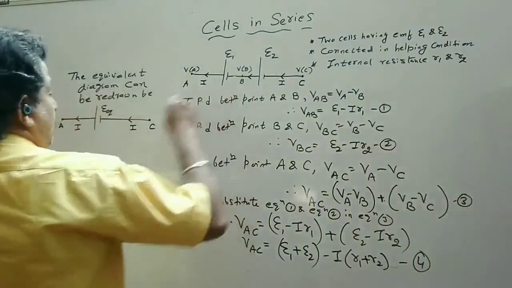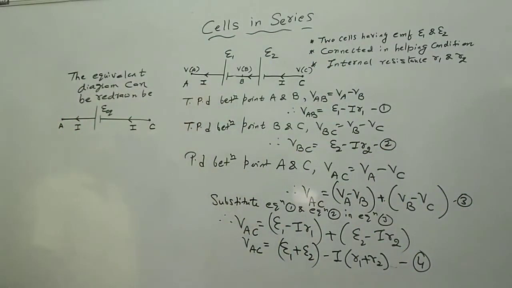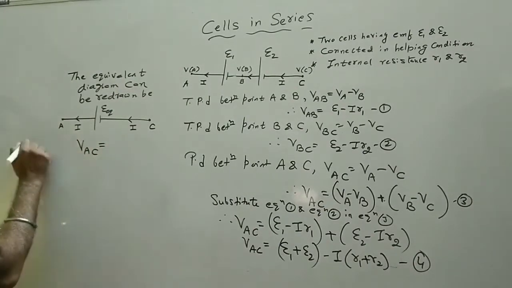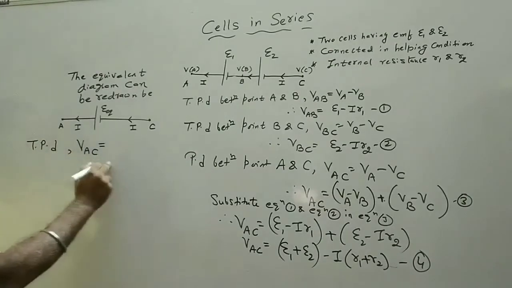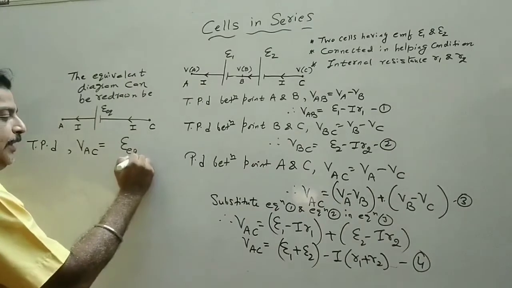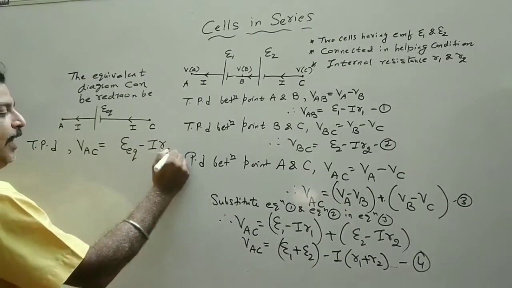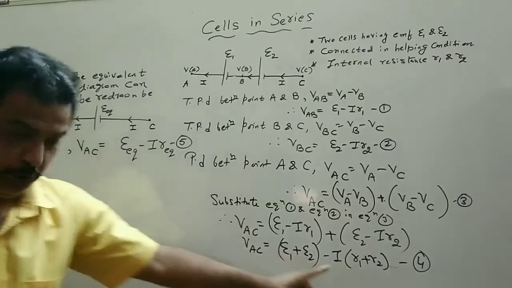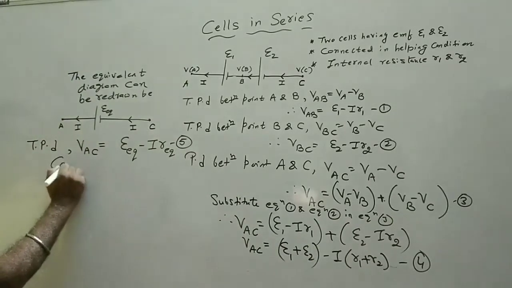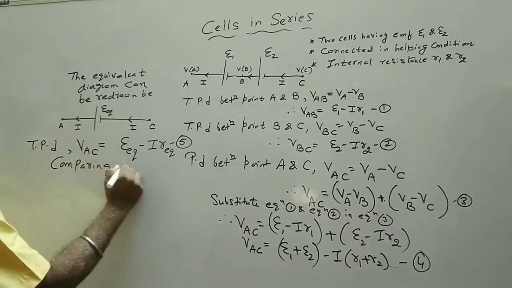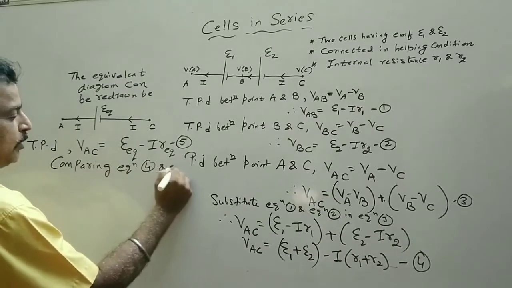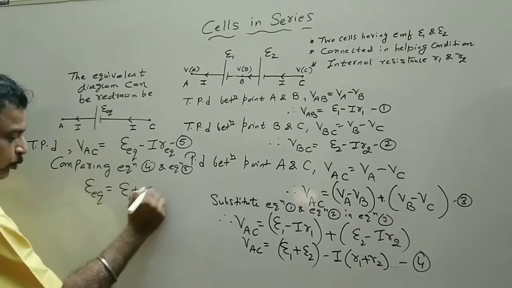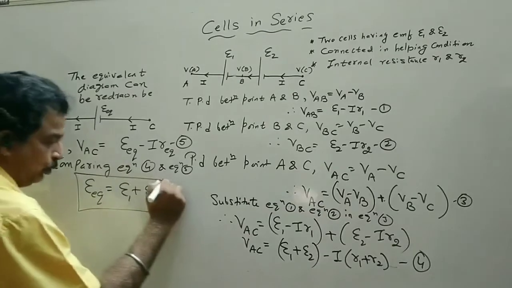Now if this is the equivalent diagram of this figure number 1, then I can write V_AC, that is the terminal potential difference between points A and C. So that will be equal to E equivalent minus I R equivalent. That is our equation number 5. So if I compare both these equations, comparing equation 4 and equation 5, we come to this conclusion that E equivalent is equal to E1 plus E2.